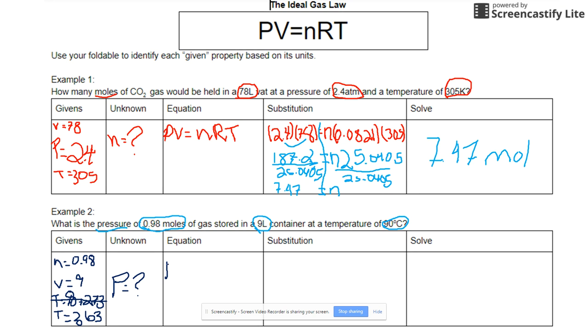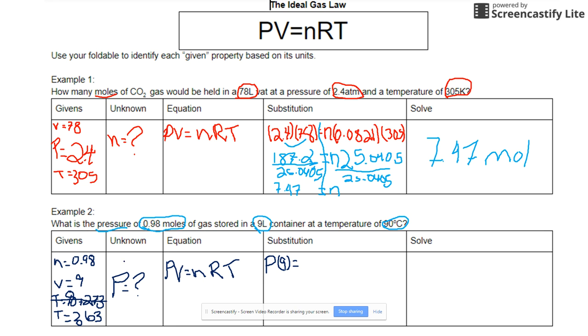So pressure times volume equals moles times a constant times temperature. Let me substitute my numbers in here. So P, I don't know what it is. It's a big question mark. So I need a letter here to hold its place. Might as well use the letter P. V, I know what that is. That is 9. I'm going to go ahead and put it in parentheses.